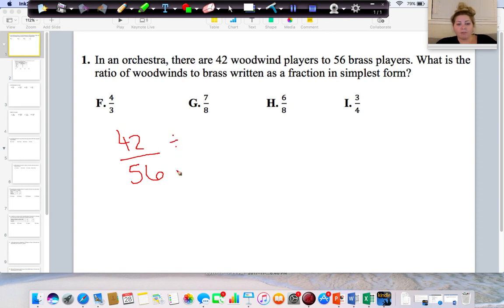If we divided both of these numbers by 7, okay?